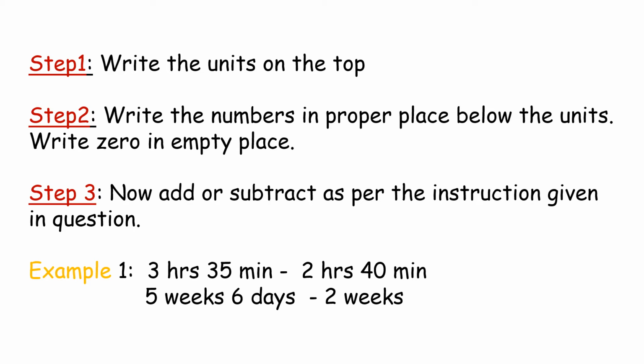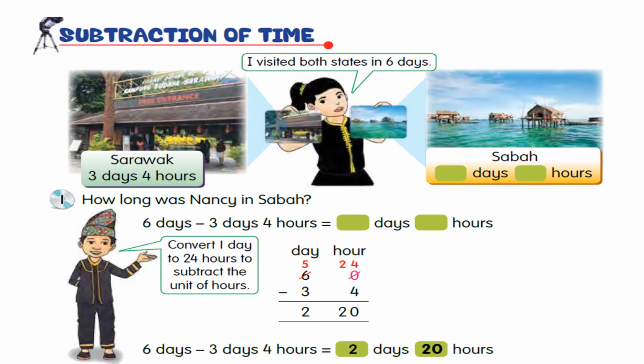Now the first example, look at the first example. The next slide, teacher is going to show you the way. Okay, now look at the first example. The girl said that she visited both states in 6 days. She takes 6 days to visit two states. Now, one of the states is Sarawak. Sarawak is 3 days and 4 hours.